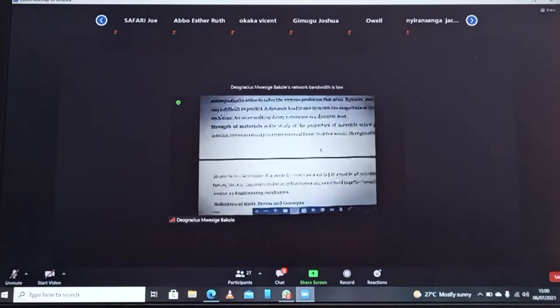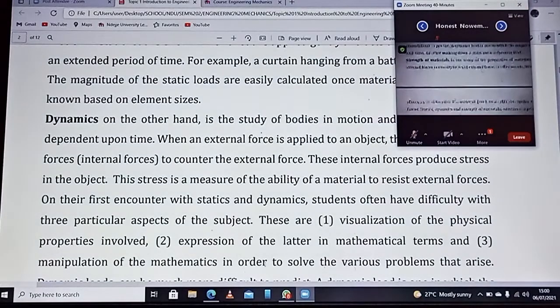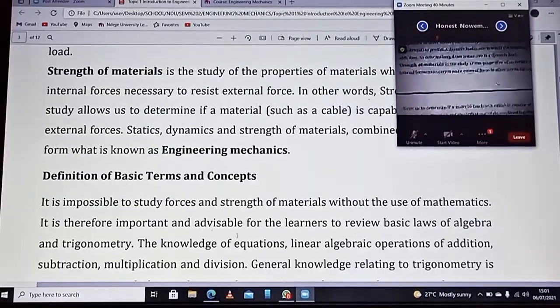And all that, the ability of the material to resist or to withstand the external forces subjected to it, is usually as a result of the internal forces, the binding forces between the material particles, the material atoms. And that is what you study under what we call strength of materials. So if I asked you to state the two branches of engineering mechanics, the first one is statics, the second one is dynamics.